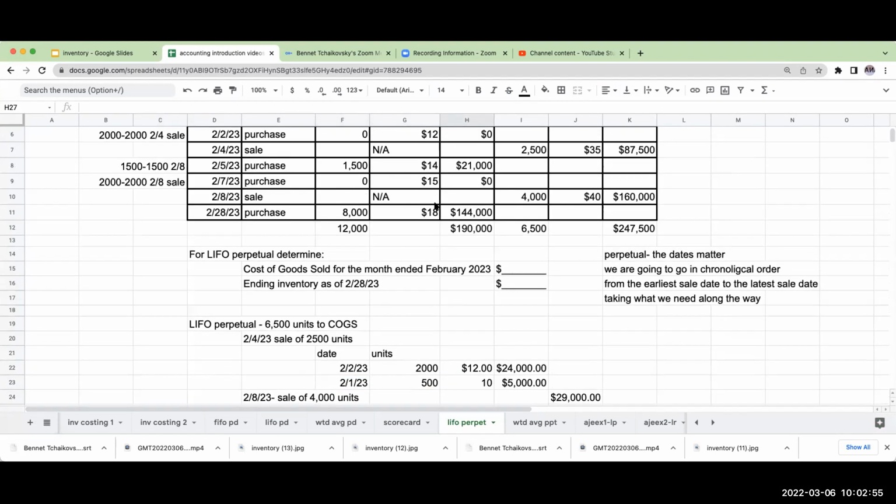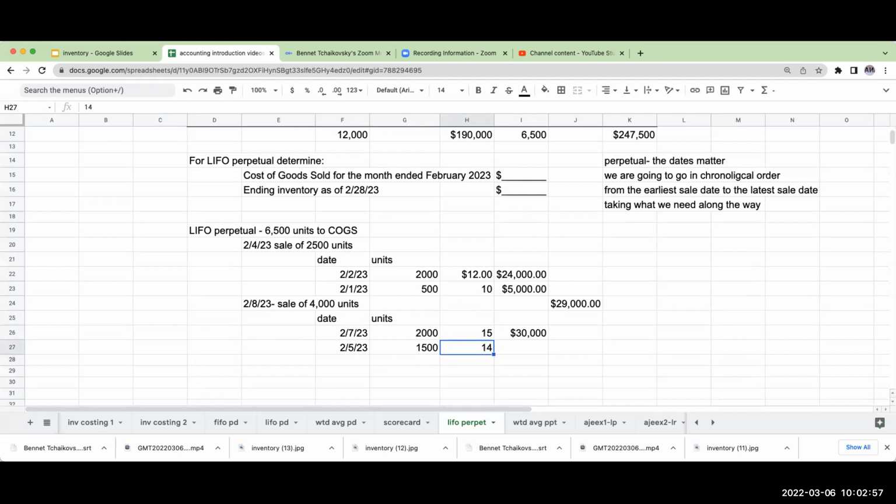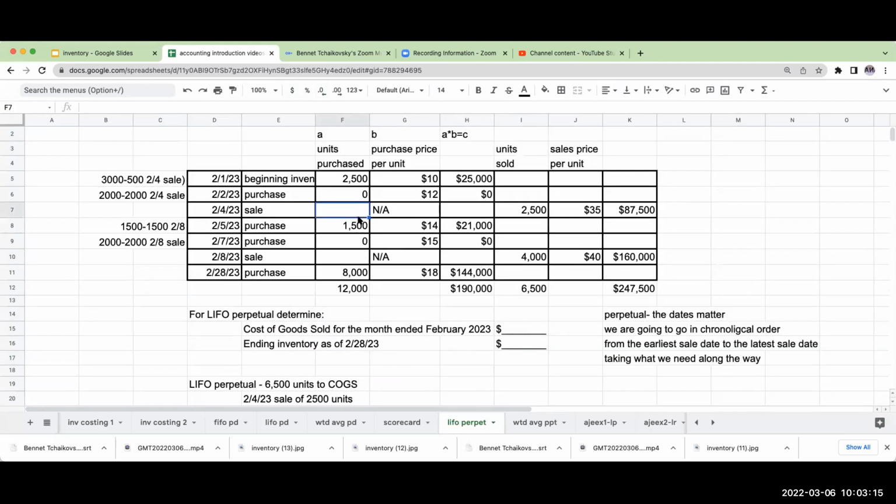And this is going to be over here at $14 per unit. When I multiply this through, I'm going to get a total of $21,000. Okay, but I'm still not done yet. I only have 3,500 units. I need 4,000, right? This 1,500 is now gone. It's been expensed to cost of goods sold.